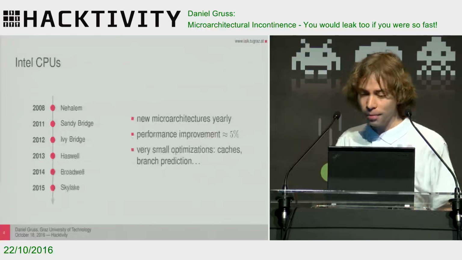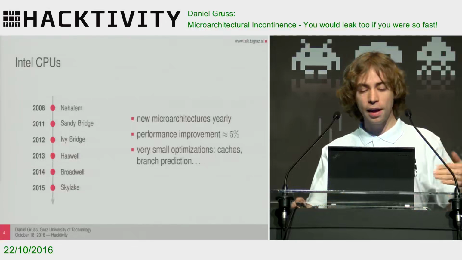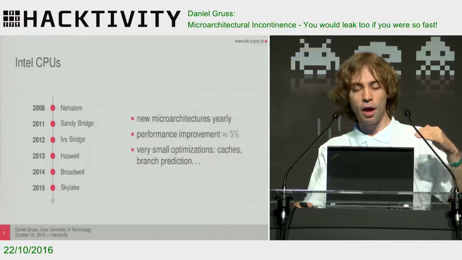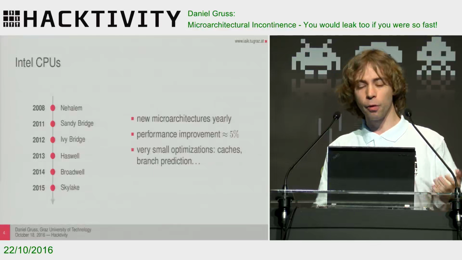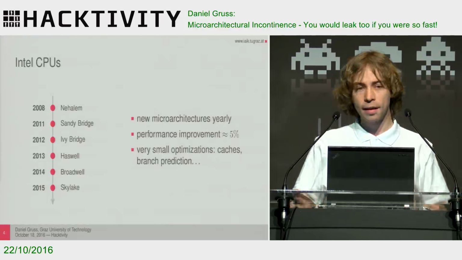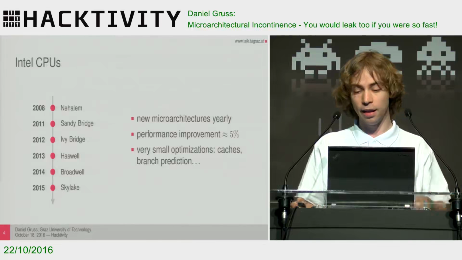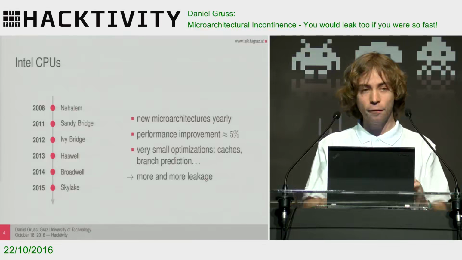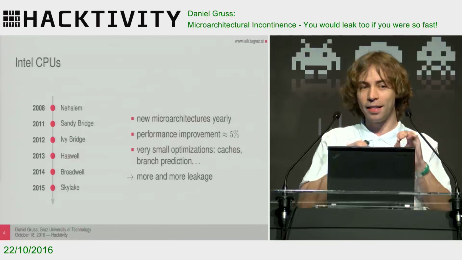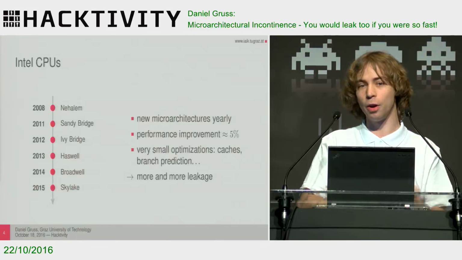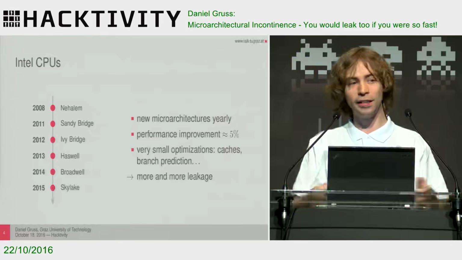Probably it won't work. So if you look at microarchitectures, starting from Nehalem and now ending at Skylake, we see a performance improvement from each architecture to the next of about 5%. And this improvement comes from very, very small optimization, mostly caches and optimizations in single instructions that can now take some shortcuts. And every optimization that you have in your program or in your hardware that is dependent on data or the location of the access or anything like that means more and more leakage, and we can exploit that.